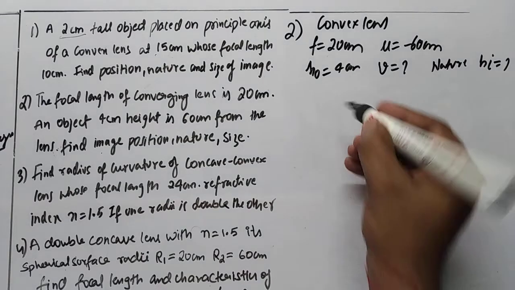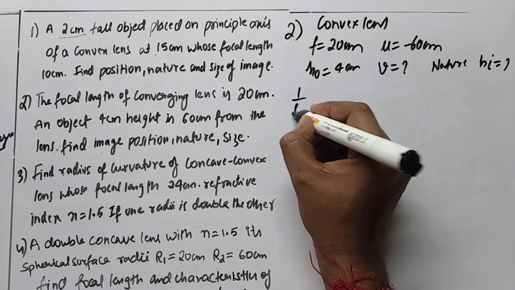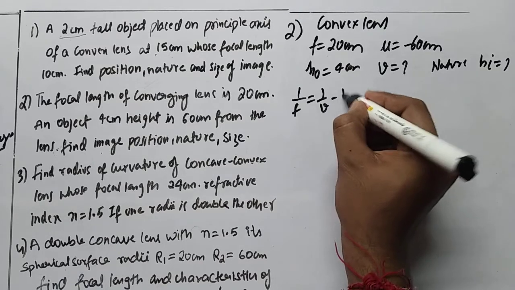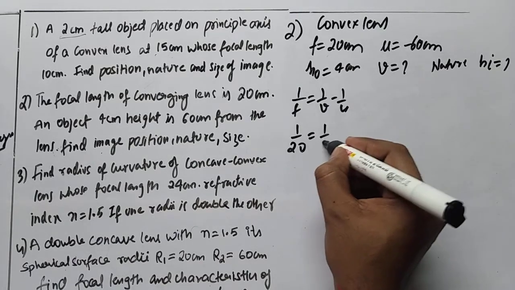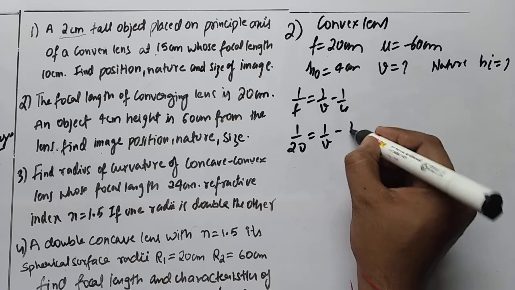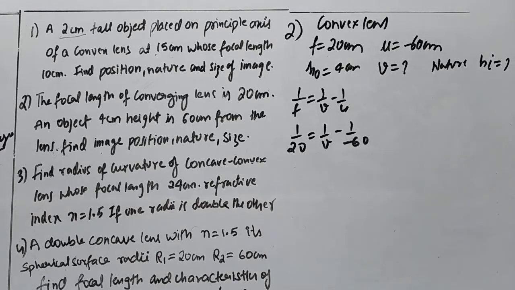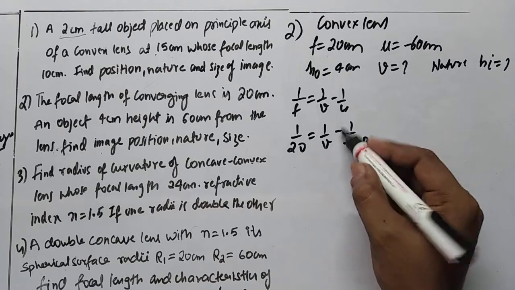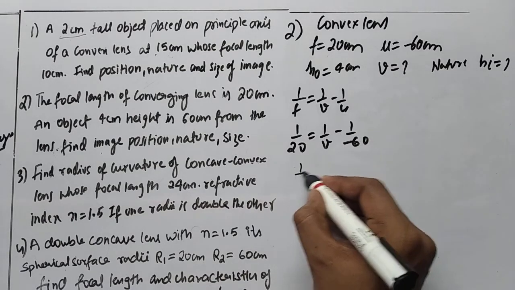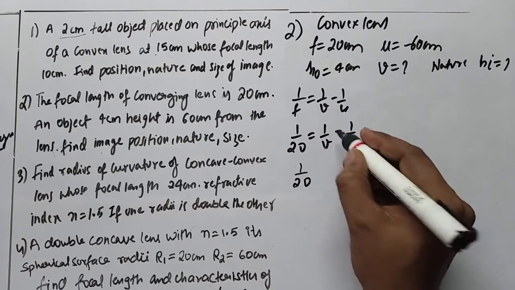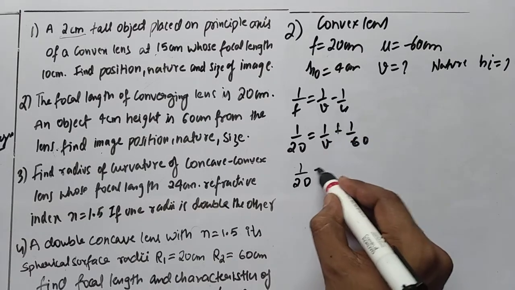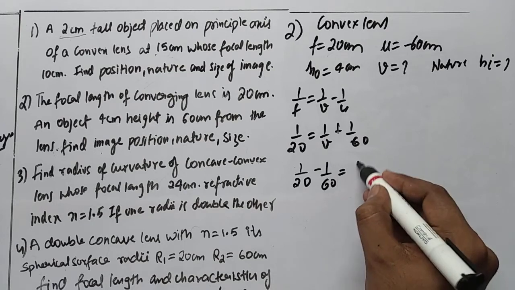So what you need to do, you need to substitute in the lens formula. Lens formula is 1 by f is equal to 1 by v minus 1 by u. So f value is 20 and u value is minus 60. This minus 60, minus and minus, we cancel, we'll get plus 60. So we'll have 1 by 20 equals 1 by v plus 1 by 60. This 1 by 60 goes to the left side.